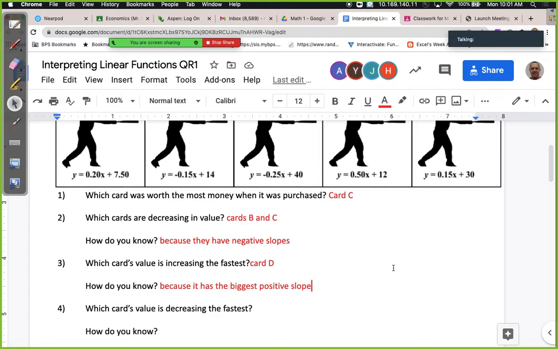What does decreasing mean? Decreasing means going down. Increasing means going up, and decreasing means going down. We pick decreasing on these with a negative slope. We know the value is going down. This one's going down 15 cents per year. This one's going down 25 cents per year. So which one's value is decreasing the fastest? Card B or card C?